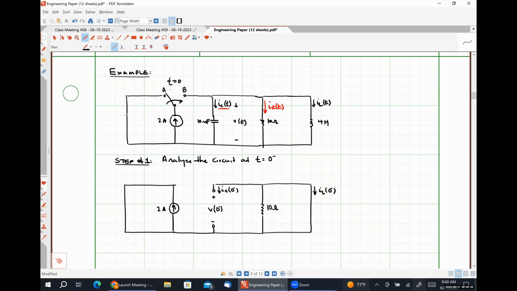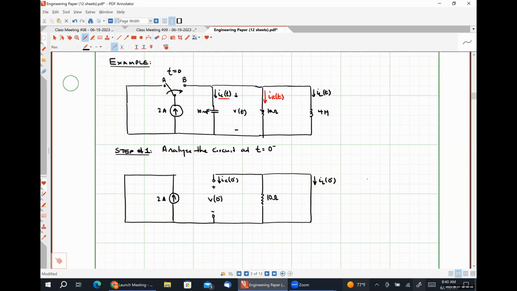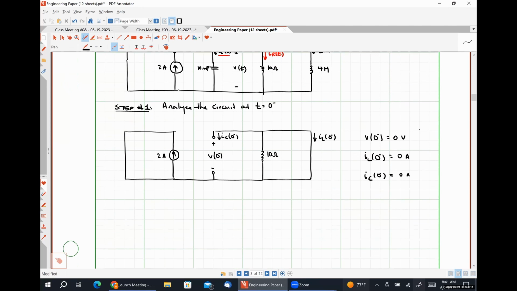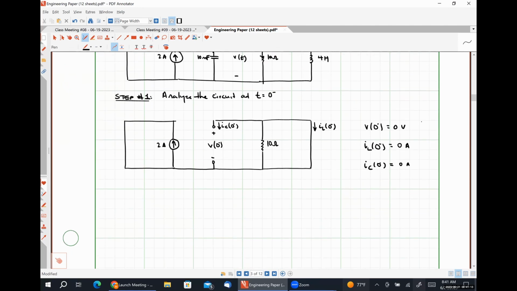We should pretty easily be able to see by inspection that V of 0 minus will be 0 volts. IL of 0 minus will be 0 amps. And IC of 0 minus will be 0 amps. All of those quantities should be 0 because our current source isn't connected to anything, the resistor, the capacitor, or the inductor. So there's our analysis for step number 1.